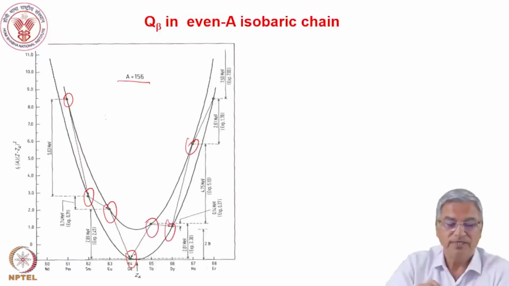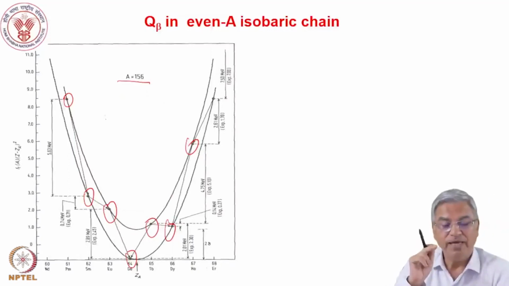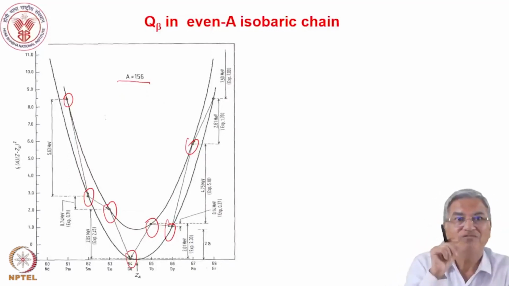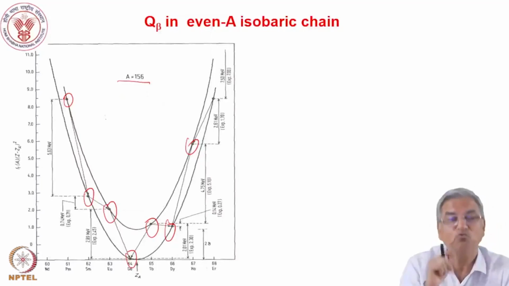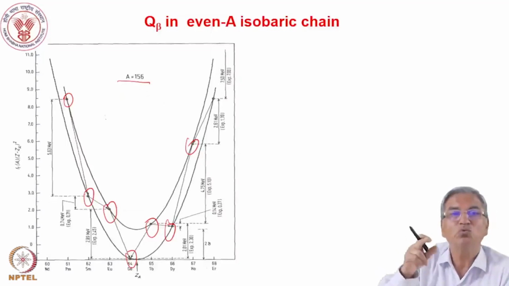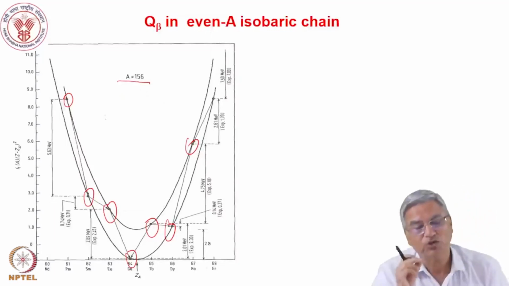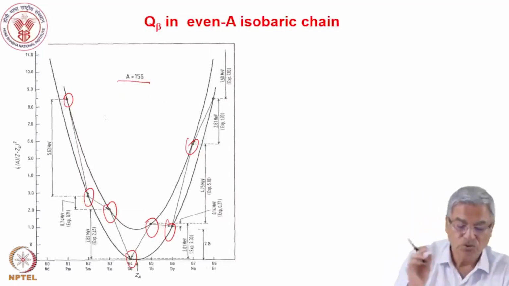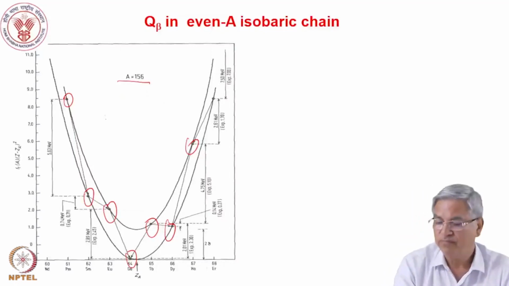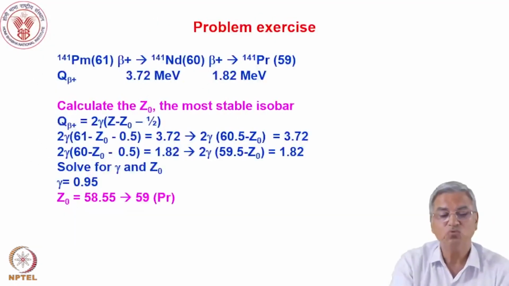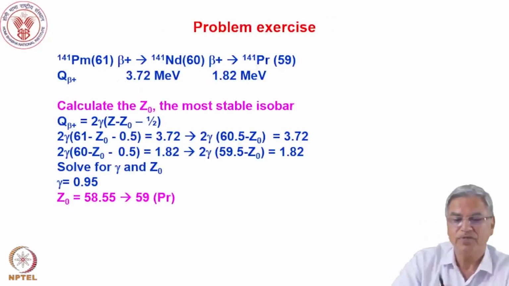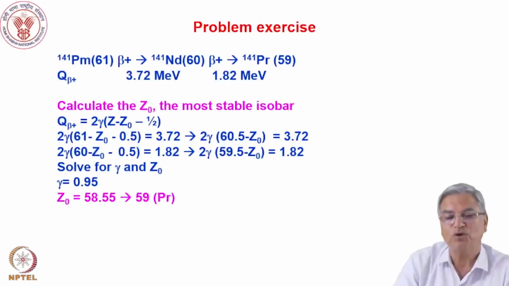So you see here that even an isobaric chain can have more than one stable isobar. This is a corollary of the two parabolas. So there can be more than two stable isobars for an even isobaric chain. So this is the application of the liquid drop model. Just to see again how we can use this, let us do a problem.